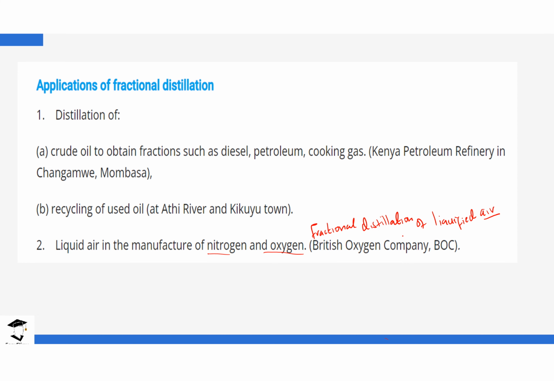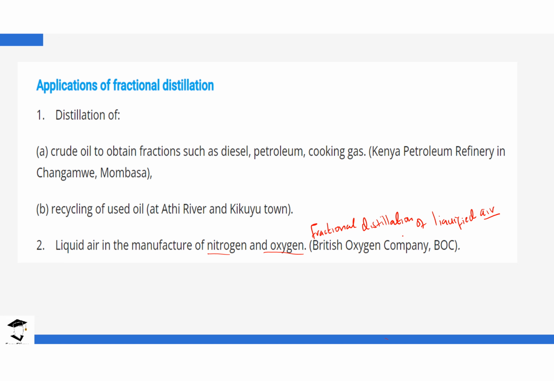So we are going to liquefy air and then also use fractional distillation to separate different components. We are going to discuss that later. Another application is the distillation of crude oil, which you're going to look at later in Form 3. So you take crude oil and then it's heated and different fractions are extracted.